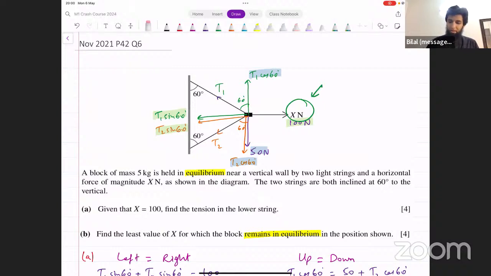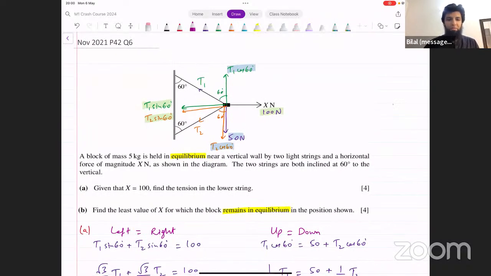Okay. Now, I've explained the logic for this in detail there, but what you need to remember now is that in cases like this, when you have an object hanging from a string and it's in equilibrium, and you have to find the least value of a force or the greatest value of a force, all you have to do is put one of the two tensions equal to 0. Now, think about it. There's only one of them that you can put equal to 0. One is T1 and the other is T2.